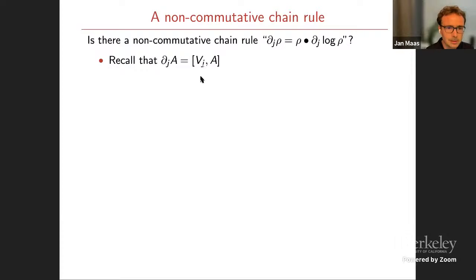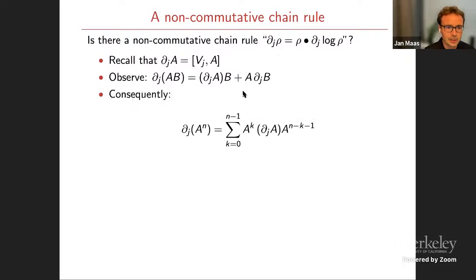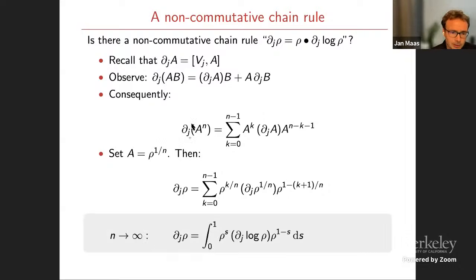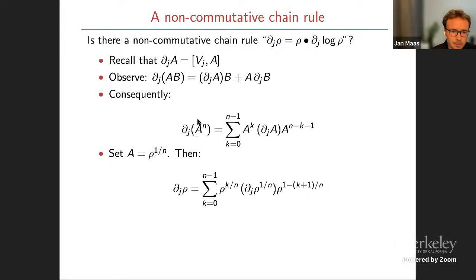Recall that these operators d_j are actually commutators with these matrices V_j. Now commutators satisfy the Leibniz rule. So we have this identity, d_j of AB is d_j A times B plus A times d_j B. This you can, of course, iterate. So if you apply this n times, you find that d_j of A to the power n can be written in this form. Okay. Now what you can do is apply this identity to the matrix rho to the power 1 over n. So if I plug in rho to the power 1 over n here, I get d_j of rho on the left-hand side, and on the right-hand side, I replace A by rho to the 1 over n. So you find this interesting identity relating the derivative of rho to the commutator of rho to the 1 over n.